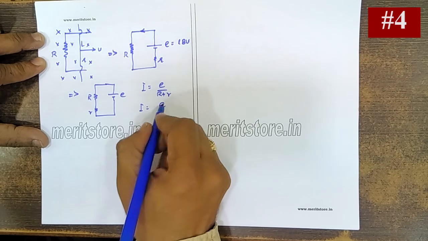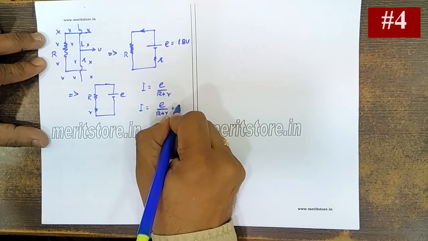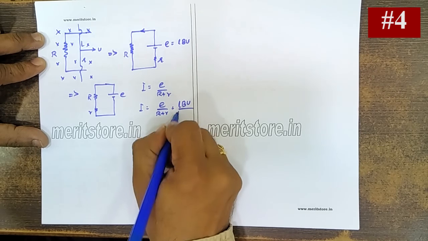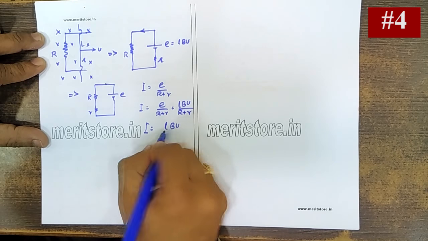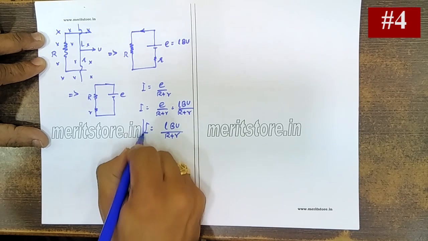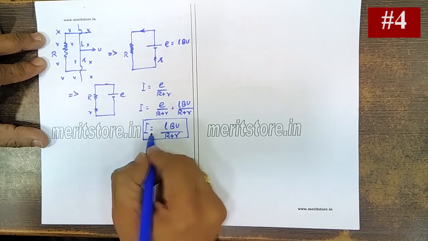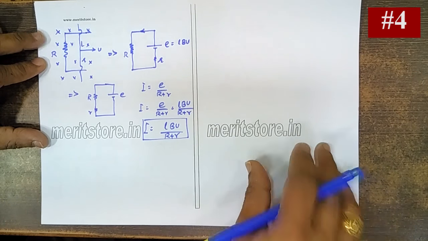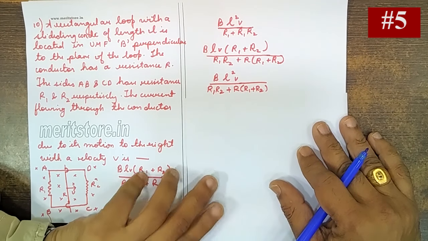So I is equal to E upon R plus small r, which will become LBV upon R plus small r. So the current is LBV upon R plus small r. You can get a lot of problems based on this. One such problem is what we are discussing. Here we are having a similar problem based on what I discussed earlier.